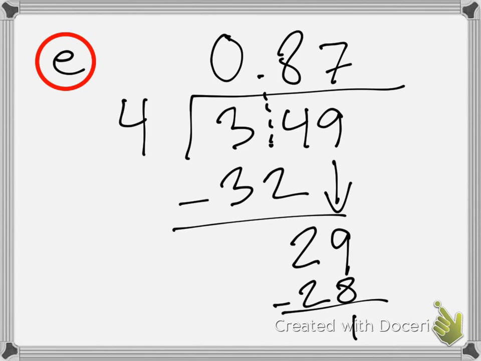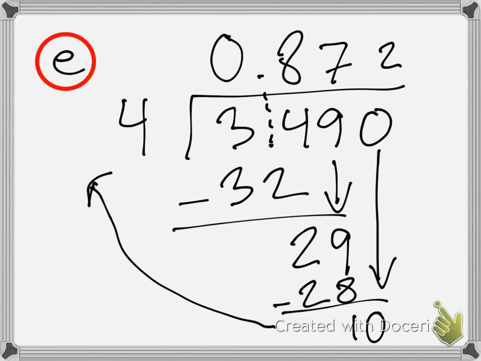Now what do I do? We don't do remainders anymore, not with this stuff. We add that 0 and bring it down. How many times does 4 go into 10? 2 times. What is 4 times 2? 8. So we do the subtraction and we get 2.